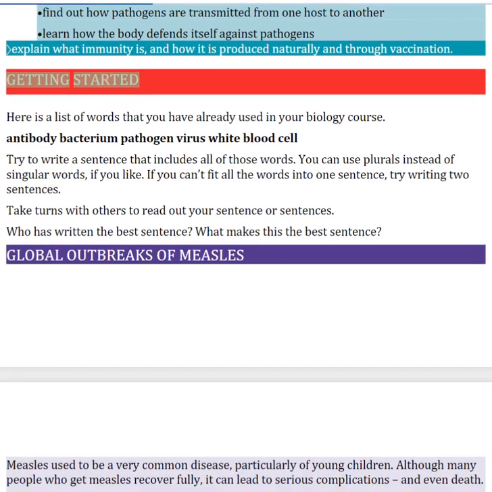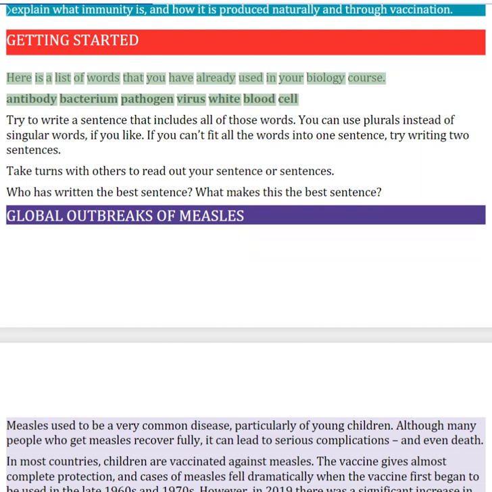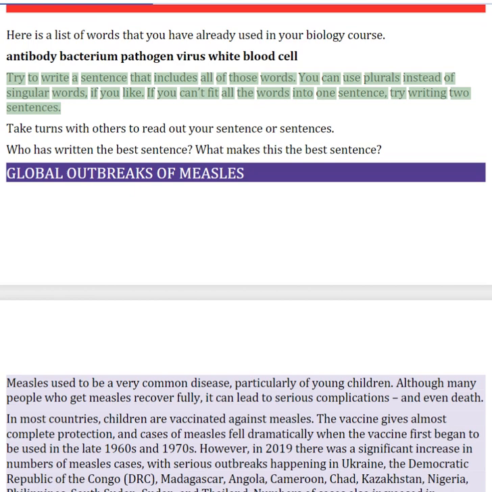Getting started. Here is a list of words that you have already used in your biology course. Antibody, bacterium, pathogen, virus, white blood cell. Try to write a sentence that includes all of those words. You can use plurals instead of singular words if you like. If you can't fit all the words into one sentence, try writing 2 sentences.